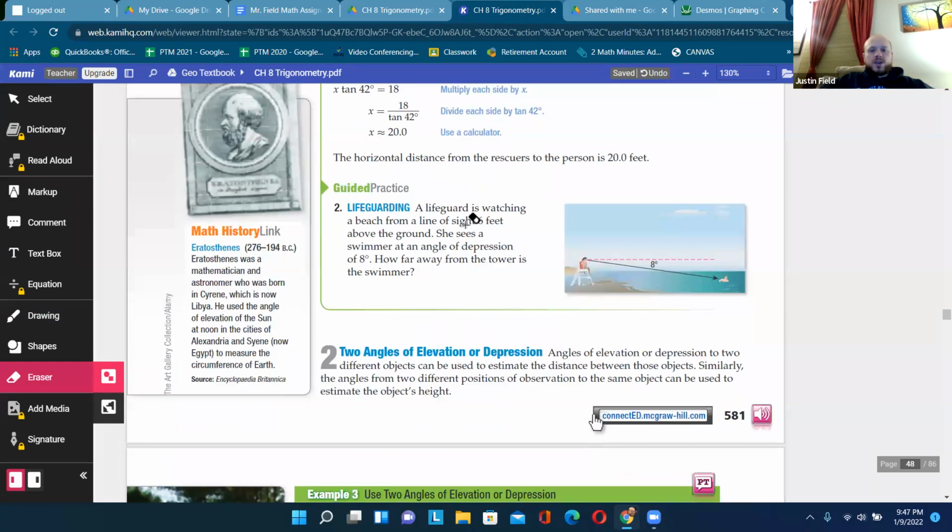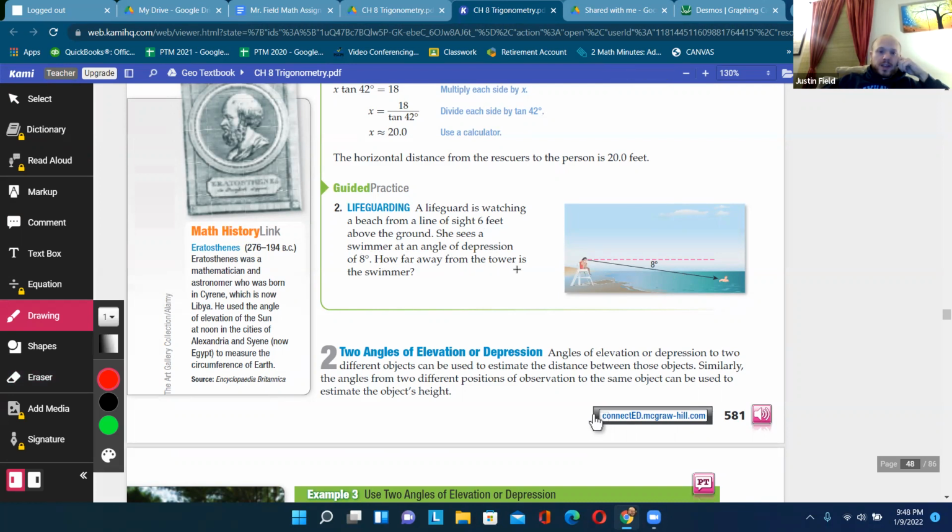Okay. Next one. A lifeguard is watching a beach from the line of sight 6 feet above the ground. She sees a swimmer at an angle of depression 8 degrees. How far away is the tower from the swimmer? All right, so this time we're going to find side measure, right? And we have the degree measure, so there's no inverse trig there. What else do we know? We know 6 feet. The lifeguard is watching a beach from a line of sight 6 feet above the ground. So there's a 6 there.